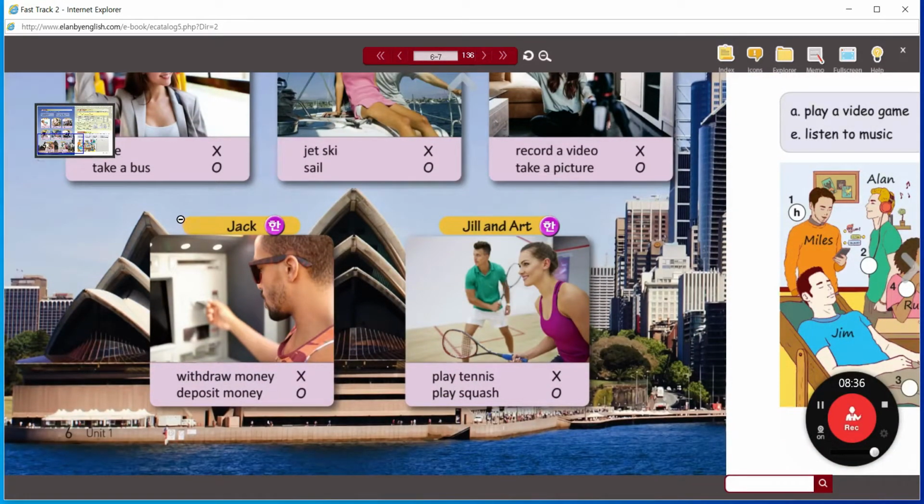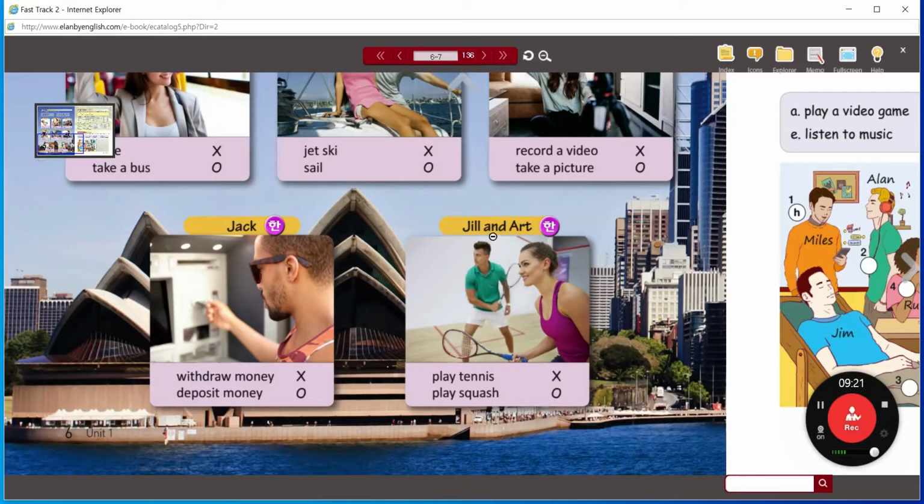What about Jack? I see Jack. He looks like he is at an ATM. Is Jack withdrawing money? No. Jack is depositing money. So if you withdraw money, you take it out of the bank. So I thought Jack was taking money out of the machine. I thought he was receiving money. Apparently, he's depositing the money. He is giving the money to the bank. Okay.